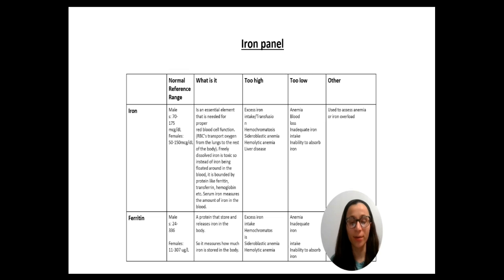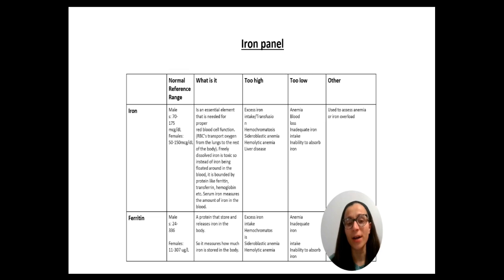Okay, next we go on to the iron panel. When we talk about iron, for males and females it's slightly different. For males, 70 to 175, and for females, 50 to 150. Iron is an essential element that is needed for proper red blood cell function. As we know, red blood cells transport oxygen from the lungs to the rest of the body. Freely dissolved iron is toxic, so instead of floating around in the blood, it's bound to a protein like ferritin, transferrin, hemoglobin, etc.